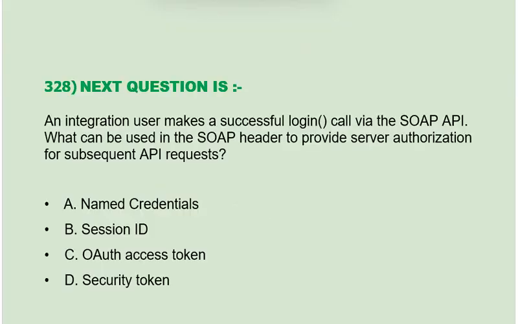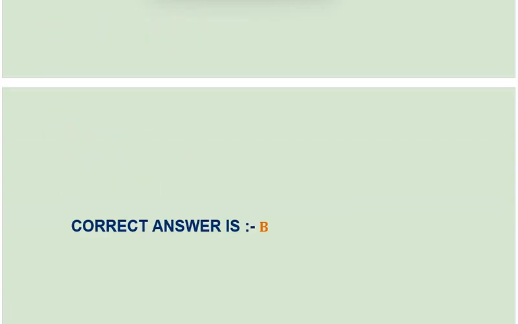Question is, an integration user makes a successful login function call via the SOAP API. What can be used in the SOAP header to provide server authorization for subsequent API requests? Option A, named credentials. Option B, session ID. Option C, OAuth access token. Option D, security token. Correct answer is option B.